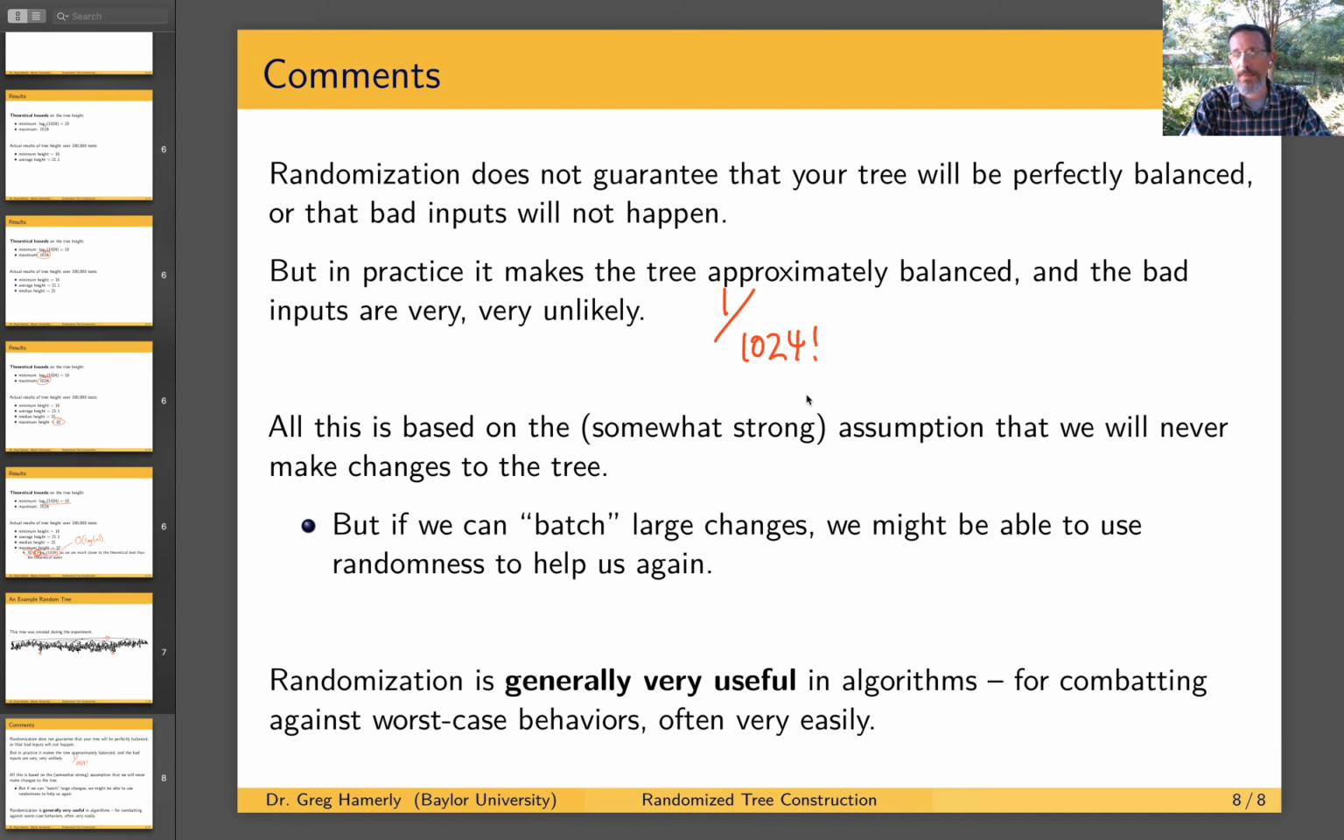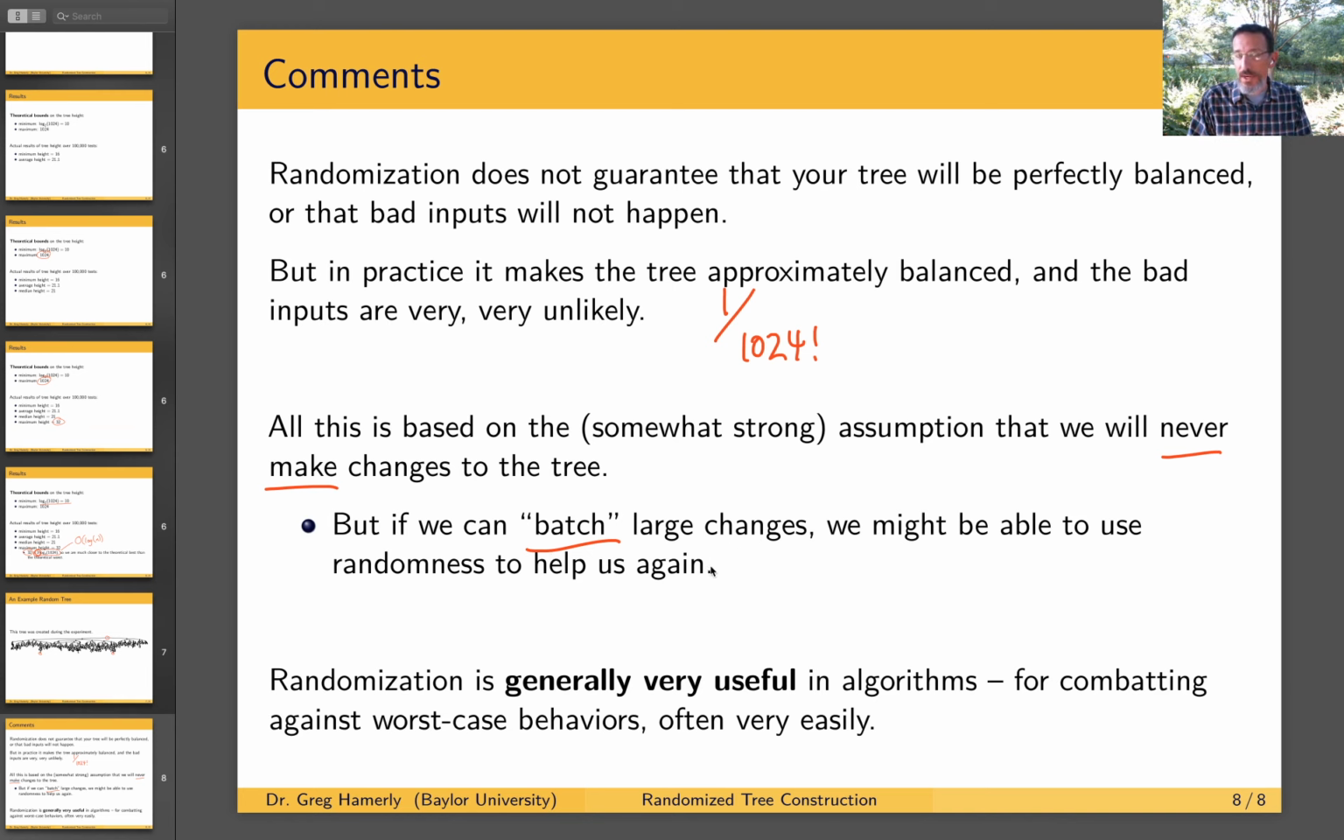Now, all of these experiments were based on the pretty strong assumption that we will never make changes to the tree, right? And that seems strange since we might want to do that. But perhaps if we wanted to make changes to the tree, we could batch those large changes and then use randomization to make the changes in batch. And maybe that could improve the behavior.